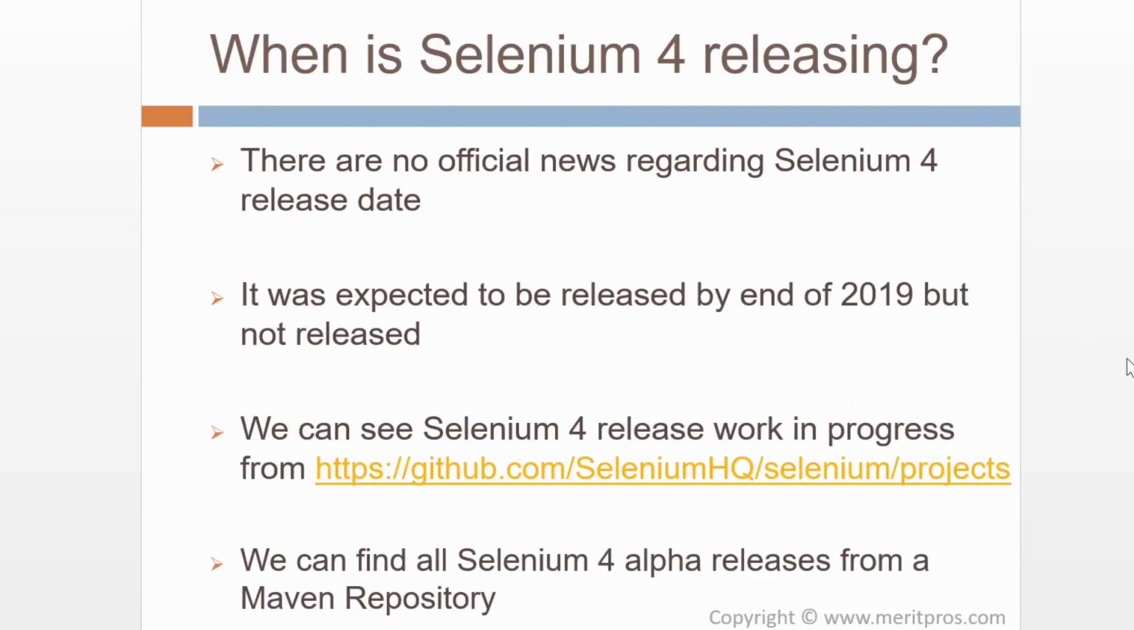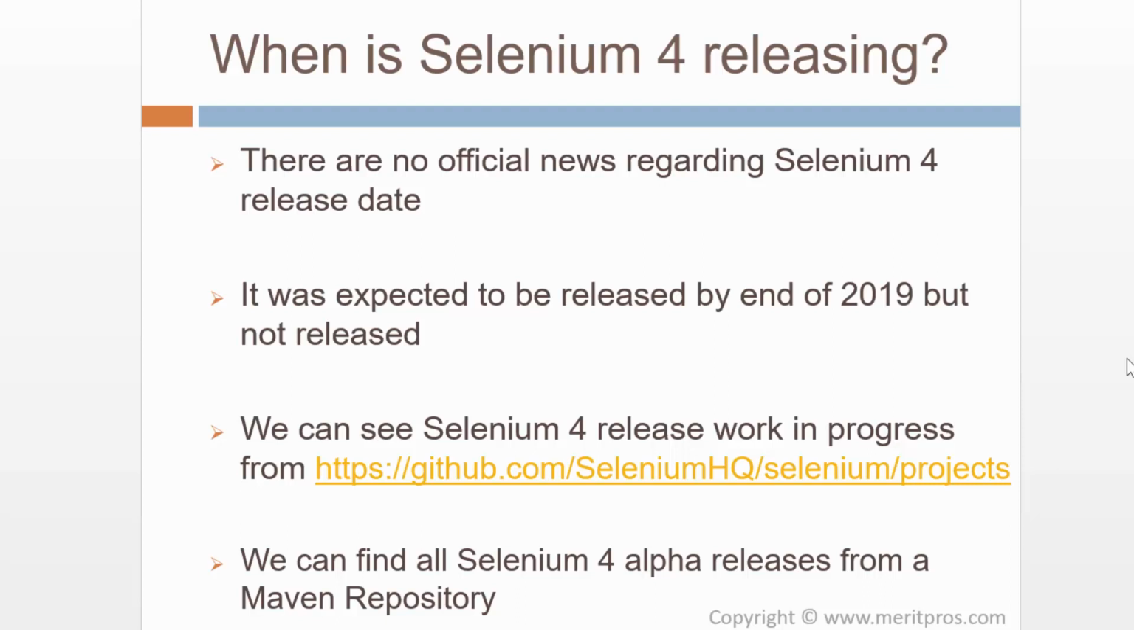Then going to the next slide. So this is the main question: when is Selenium 4 releasing? Everyone is waiting for that. Even most of you have this question. There is no official news regarding the Selenium 4 release date. Initially it was expected to be released by the end of 2019, but it was not released. There are a few reasons. One, it is not a commercial project. Two, W3C standardization of WebDriver is delaying the release.